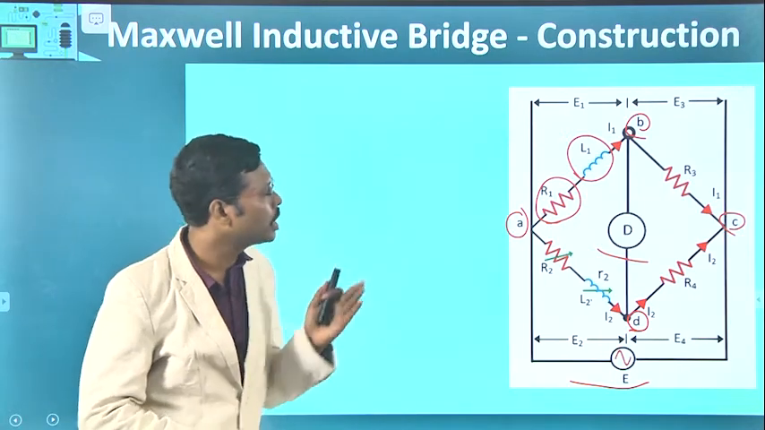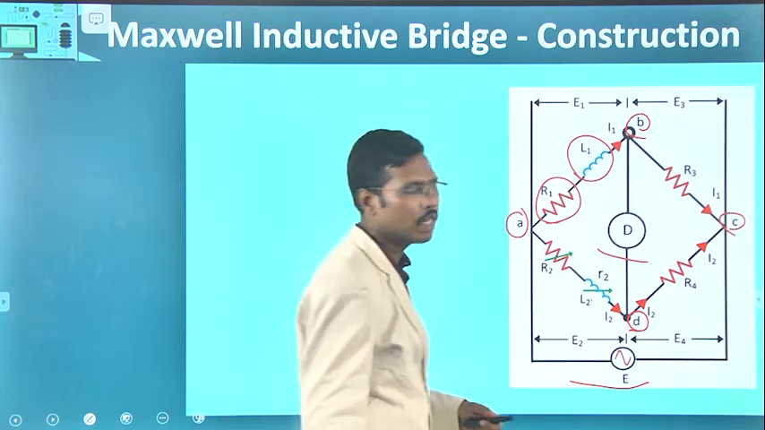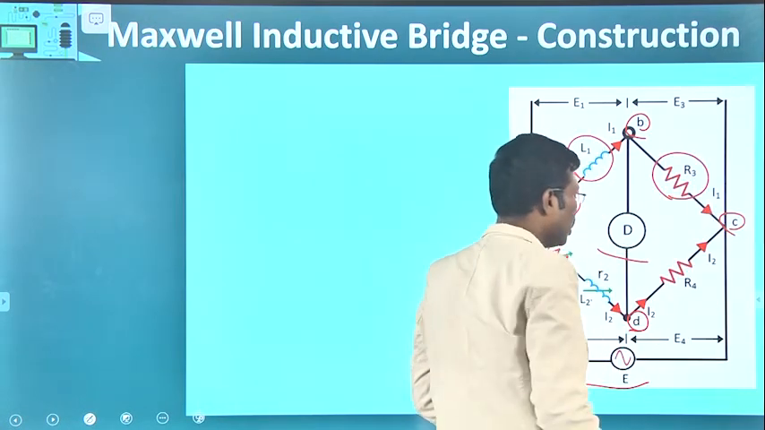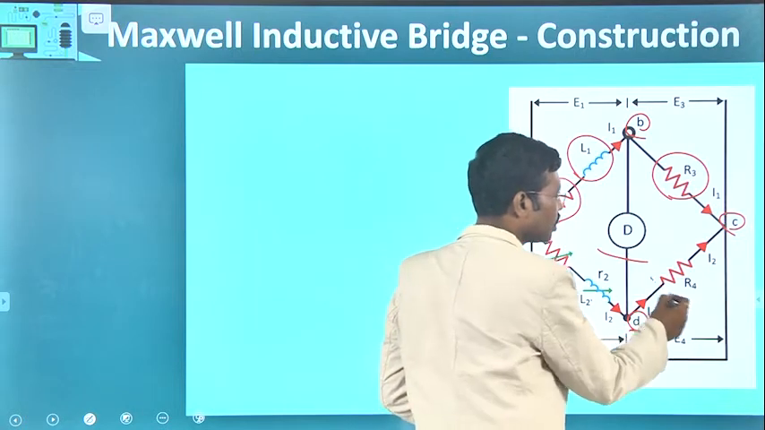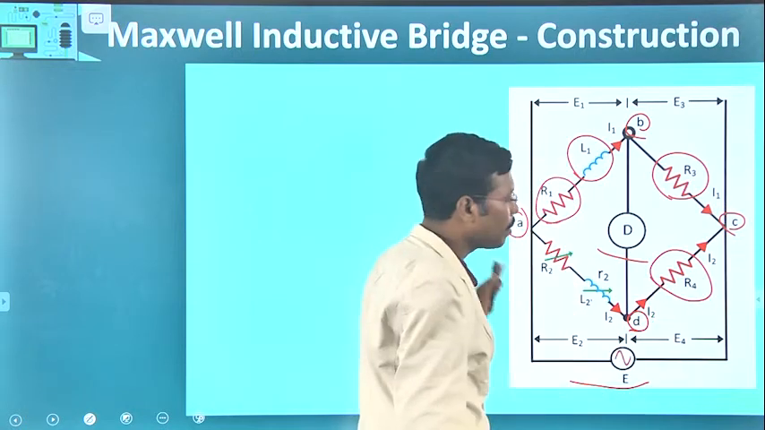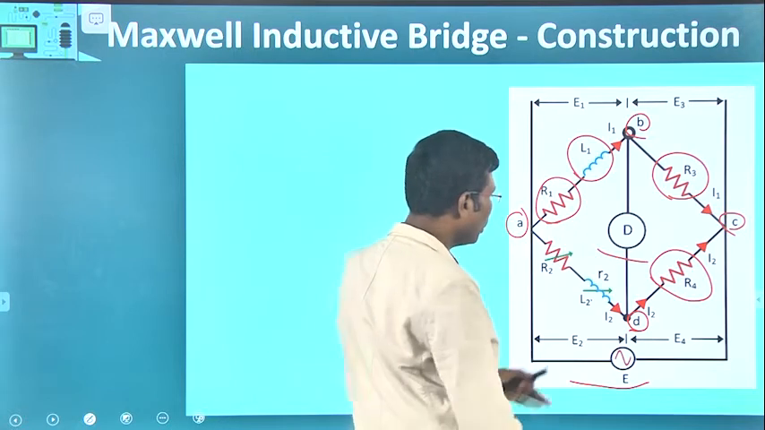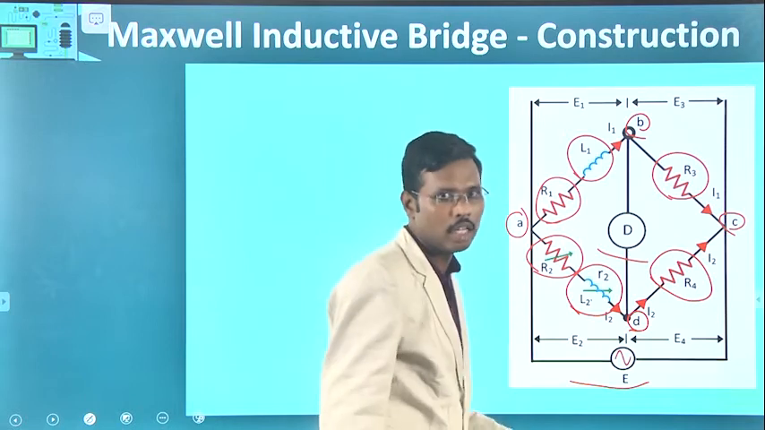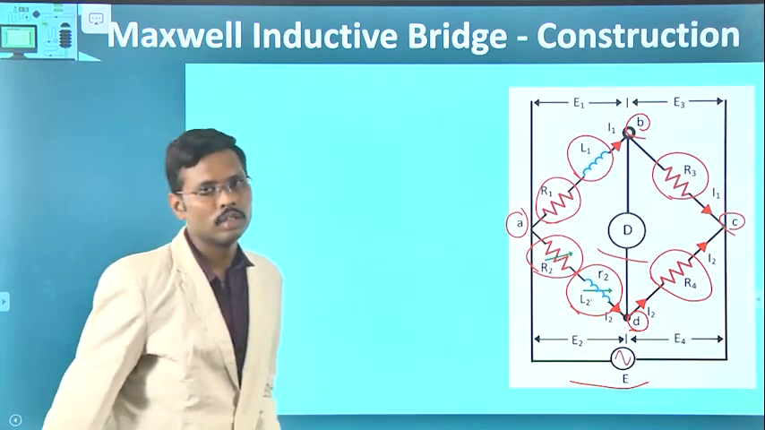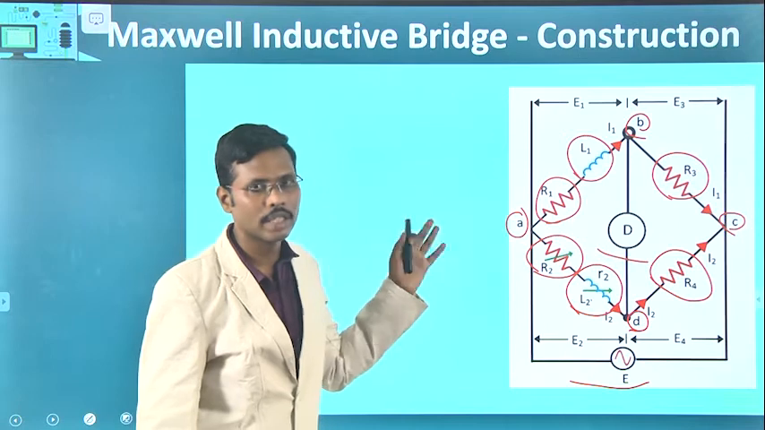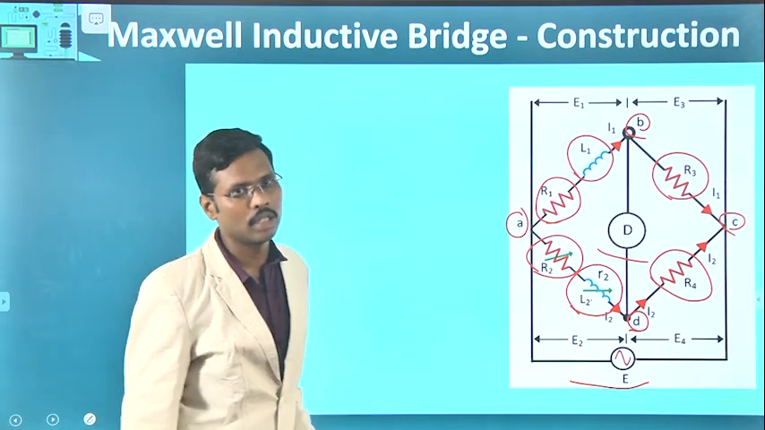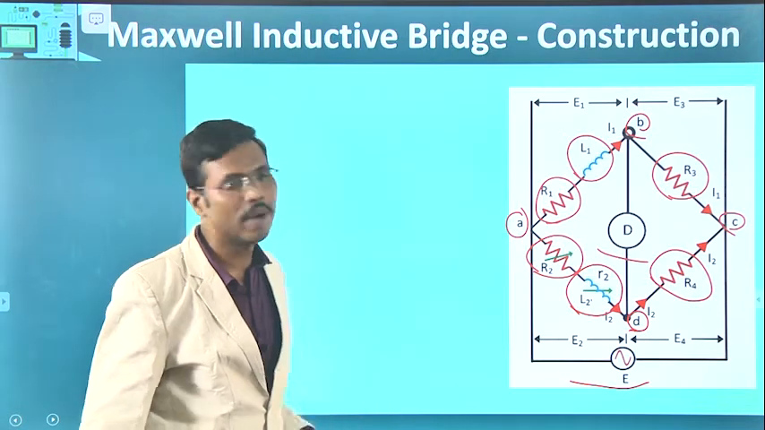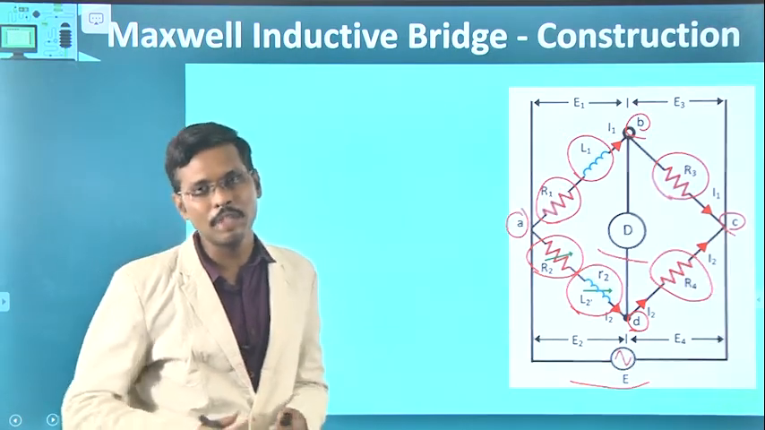In the arm BC, we have a standard resistance R3, and in the arm CD, we have a standard resistance R4, and in the arm AD, we have a variable resistance R2 and a variable inductor L2. In this way, we have constructed a Maxwell inductive bridge. Now, we will try to derive the expressions for the unknown values of R1 and L1 using the AC bridge balanced condition.